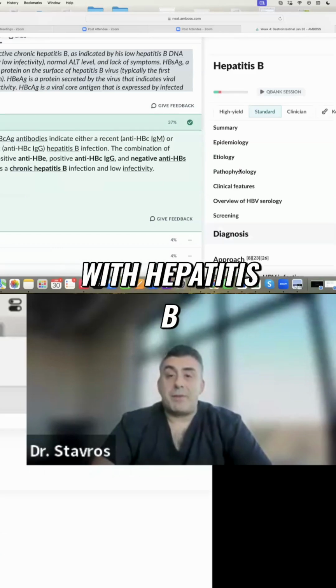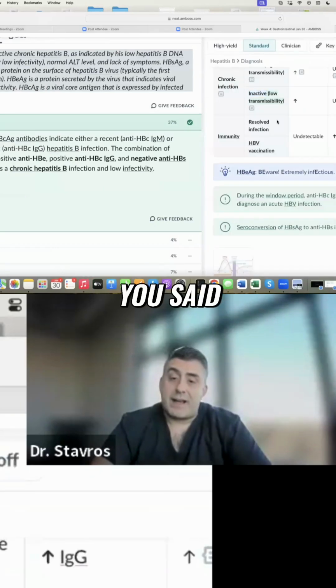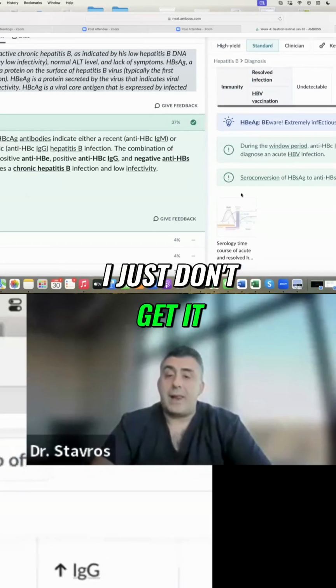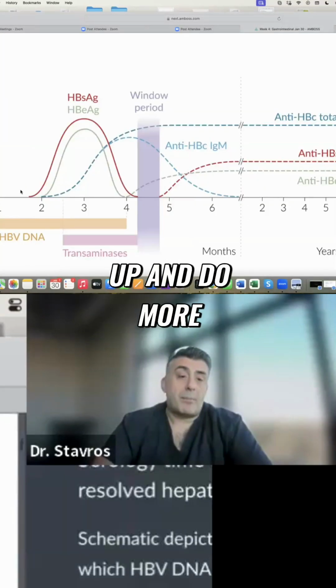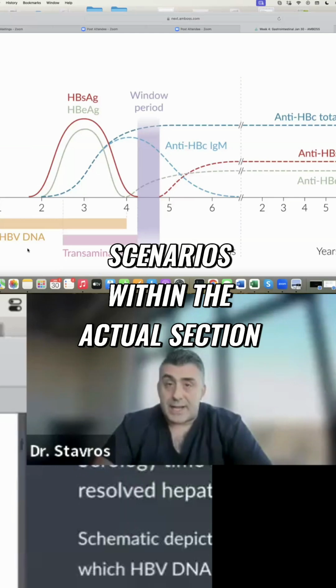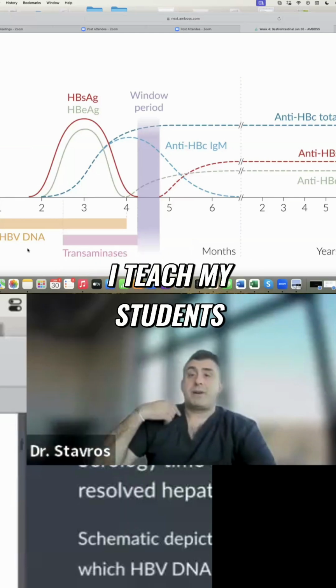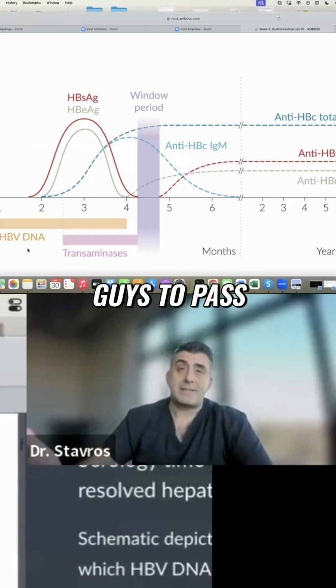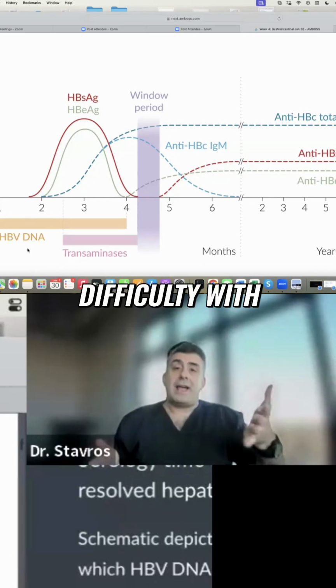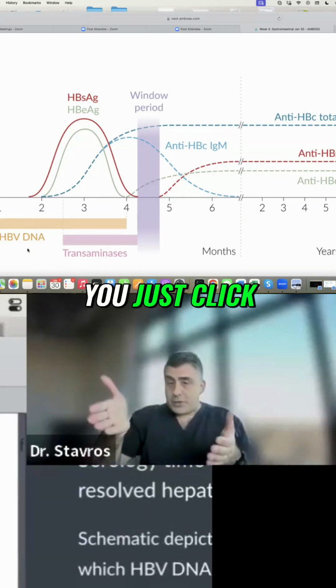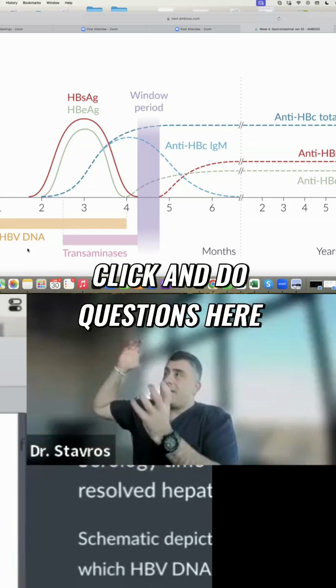If you have problems with hepatitis B, for example, and you say, Stavros, man, I just don't get it, I want to do more questions, you can clearly open up and do more scenarios within the actual section. That's why, when I teach my students and push you guys to pass, if you find topics you have difficulty with, AMBOSS sets it up for you. You just click, click, click, and do questions here.